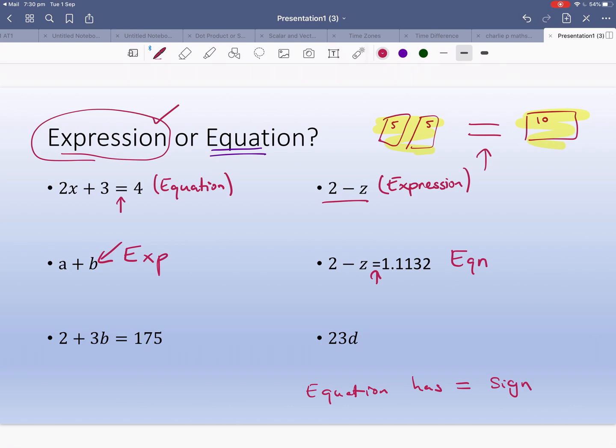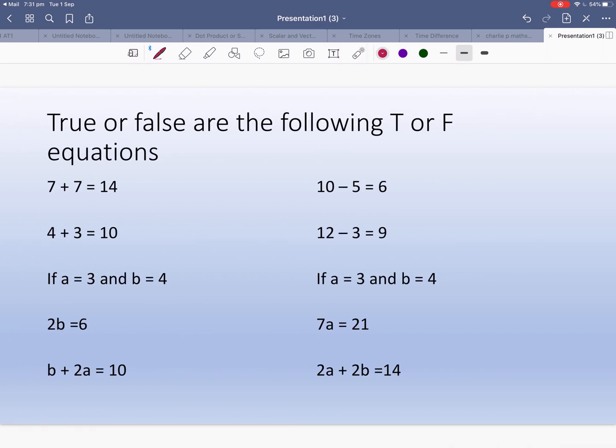What about the next one? That has an equal sign, so it's an equation. And the last one's just 23D, or 23 dogs, or 23 donuts. It's just something. What is it? There's no equal sign, so it's an expression as well. All right, hopefully that makes sense. We're going to move on to something slightly more difficult.